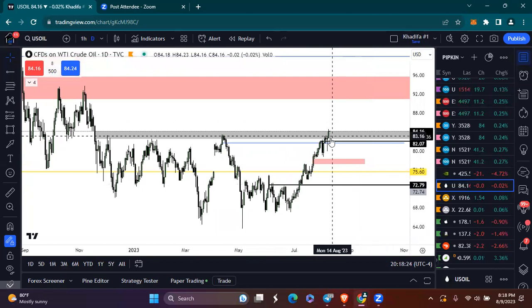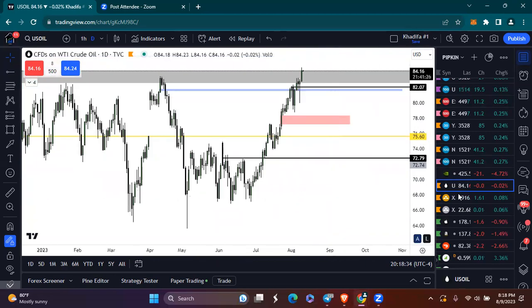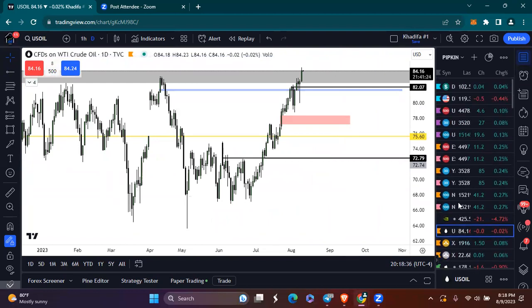But I would like to see one more aggressive move up, one little push up, right? And then us pull back and find support on that structure.